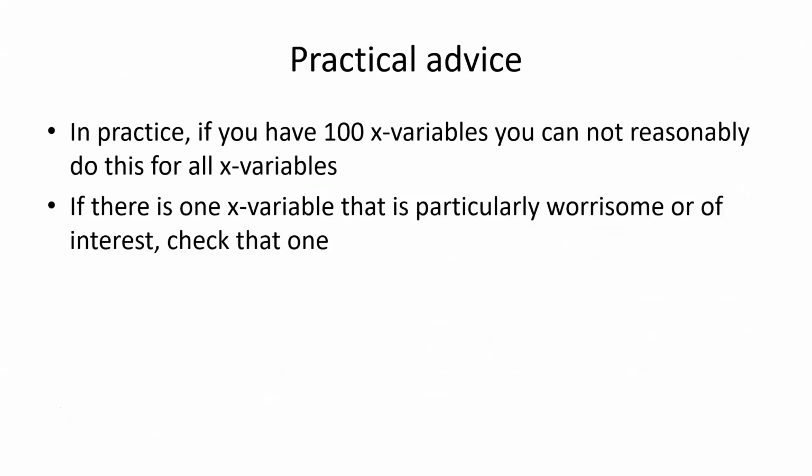In practice, if you have a lot of x variables, you can reasonably do this for all variables. And you may even have more than 100 x variables, right? So what you do is you do that for x variables you particularly care about, that you're particularly suspicious about, or maybe an x variable that turns out to be really, really important to your findings. So you want to double check that there isn't some other effect. Quadratic effect is the obvious one usually.